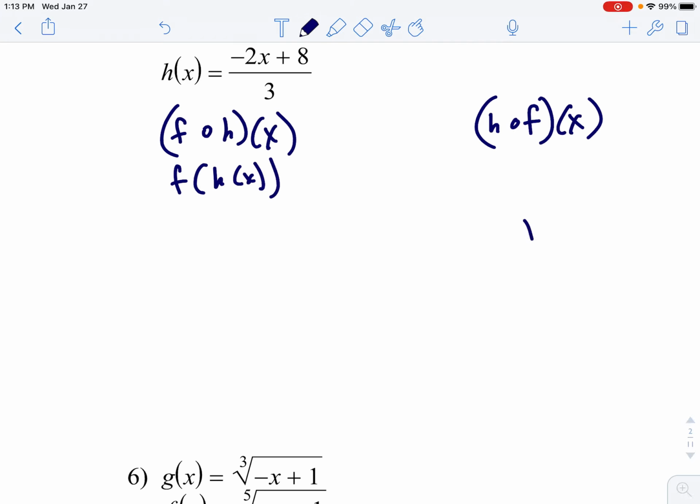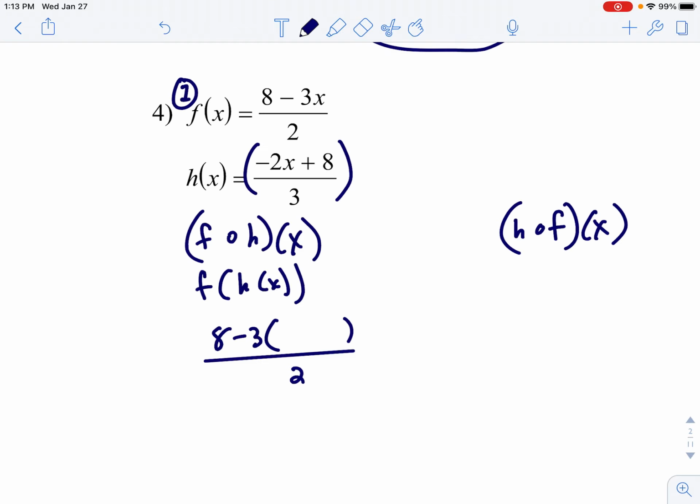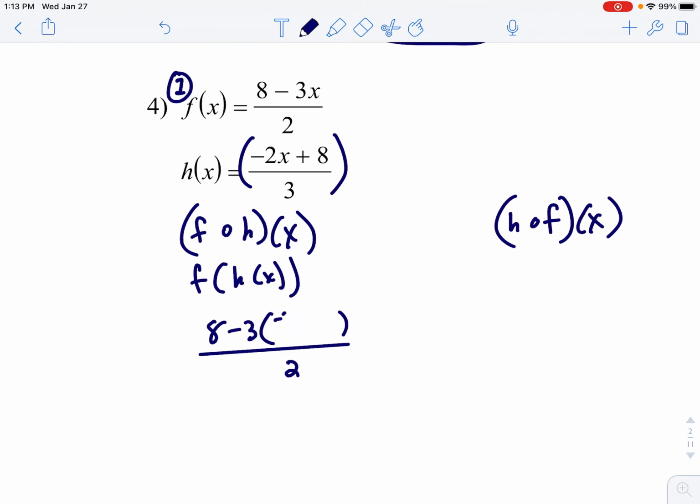Start with f first. Oops, didn't mean to do that. So that's 8 minus 3x all over 2, right? I'm putting this function down first. That's supposed to be a 1. And I'm going to plug this function into it. So negative 2x plus 8 over 3.